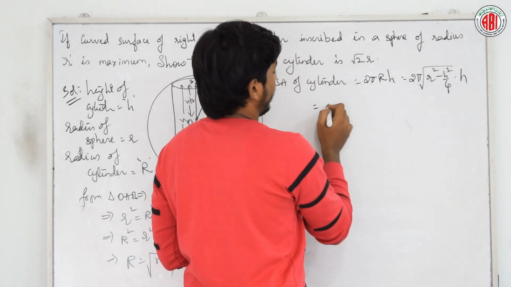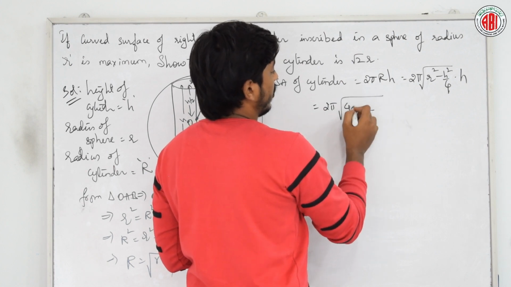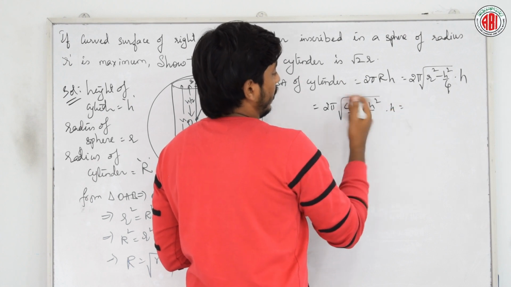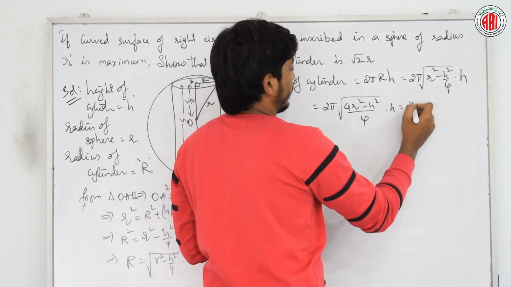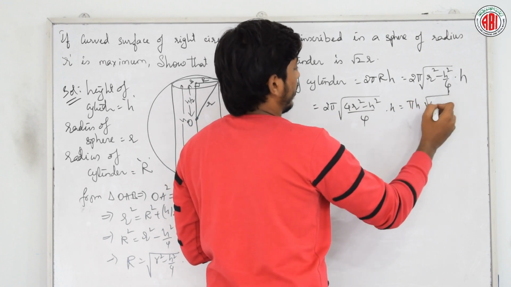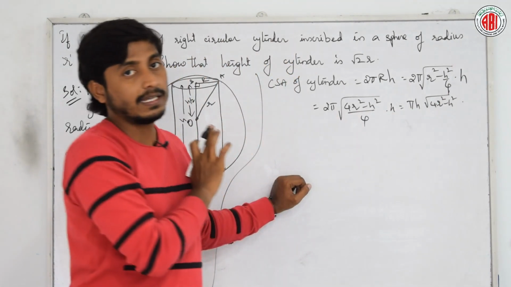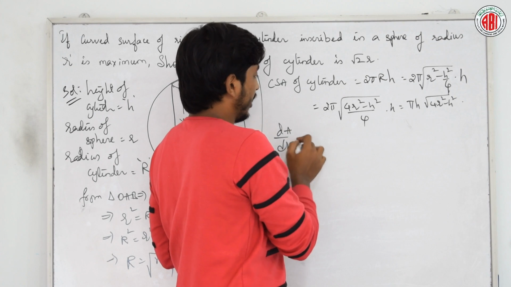Let me simplify this before. 2 pi into under root of, let me take 4 as LCM, 4r square minus h square, into h. Square root of 4 is 2, okay. Let us cancel this. I will get pi h into under root 4r square minus h square. This is the CSA.